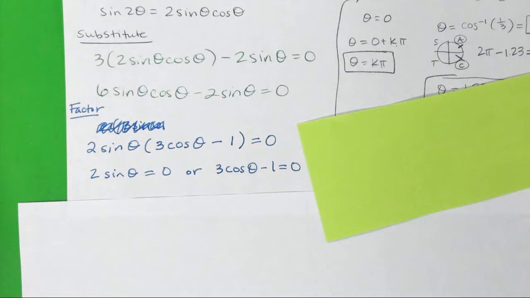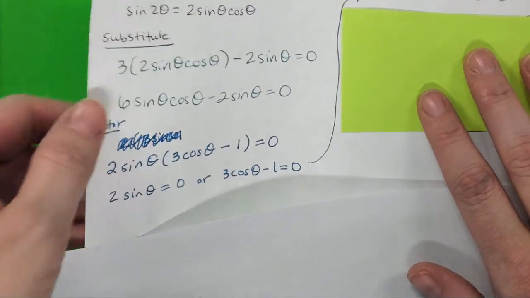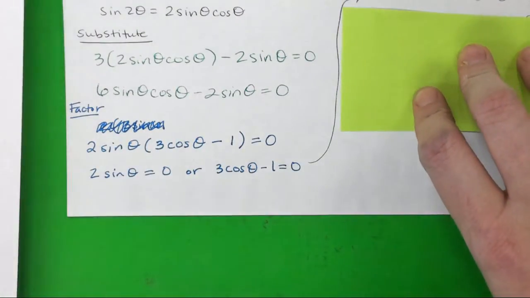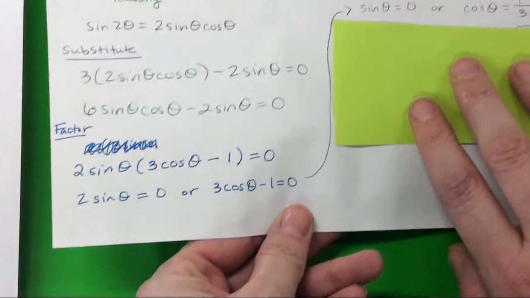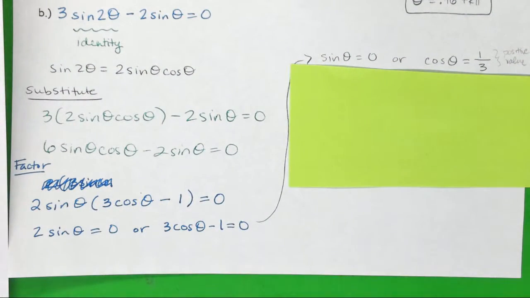Okay, so for the first one, you got sine of theta equals 0, and there are two places where sine is going to be 0. Okay, tell me what two places are going to be. Okay, good. So there's 0 and pi. So if it's 0 and pi, they're how many degrees away from each other? 180. So that means that I only have to write one of those.